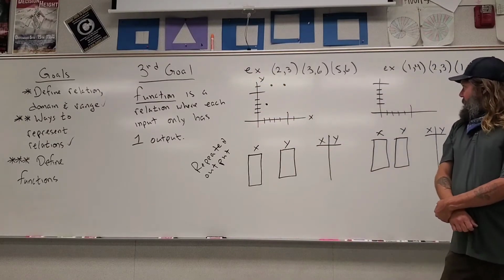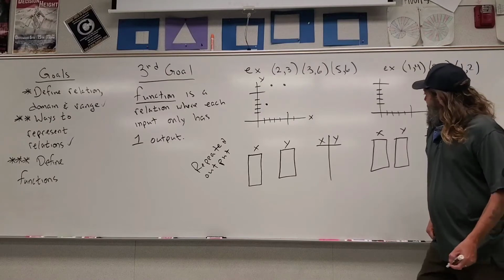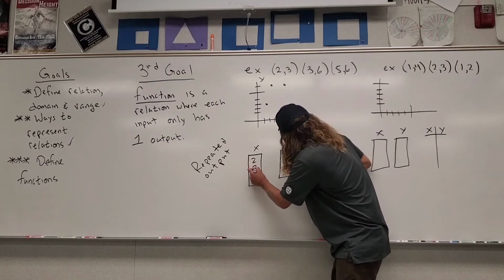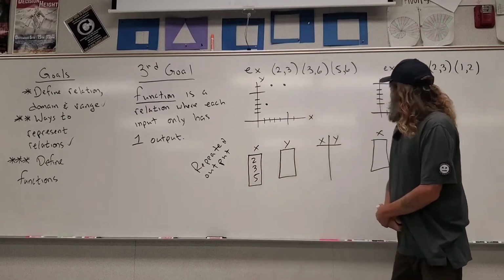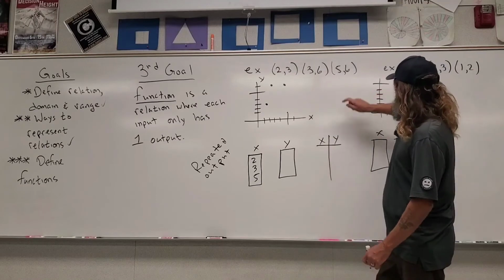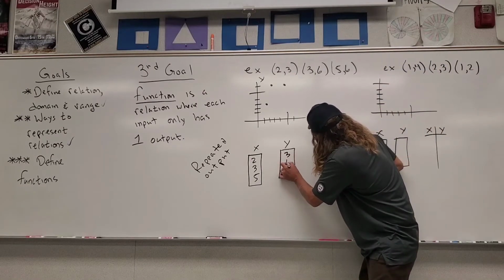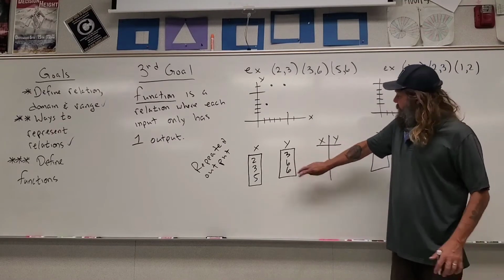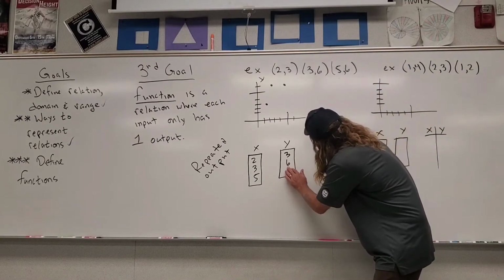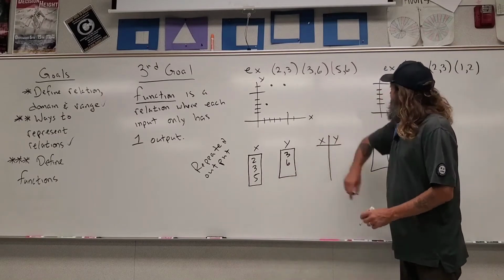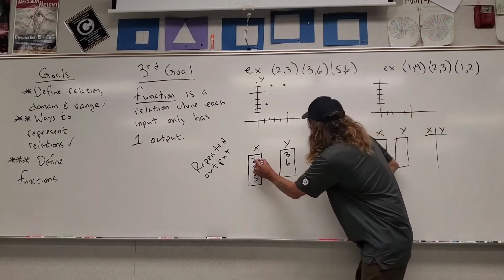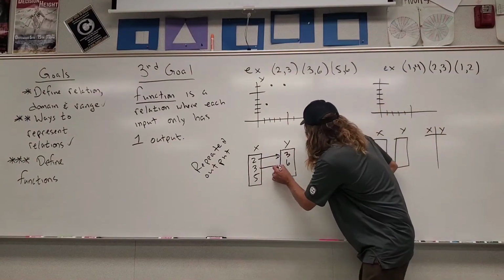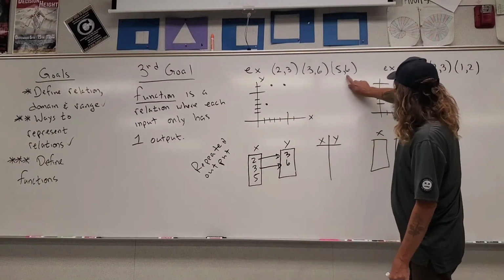If I'm going to make it as a mapping diagram, I'm going to write all my inputs 2, 3, 5, and then I'm going to write all my outputs 3, 6, and 6. Now, it's very common not to repeat an input or an output, so we're going to write it like this. Okay, so I know that 2 goes to 3. I know that 3 goes to 6. And I know that 5 also goes to 6.